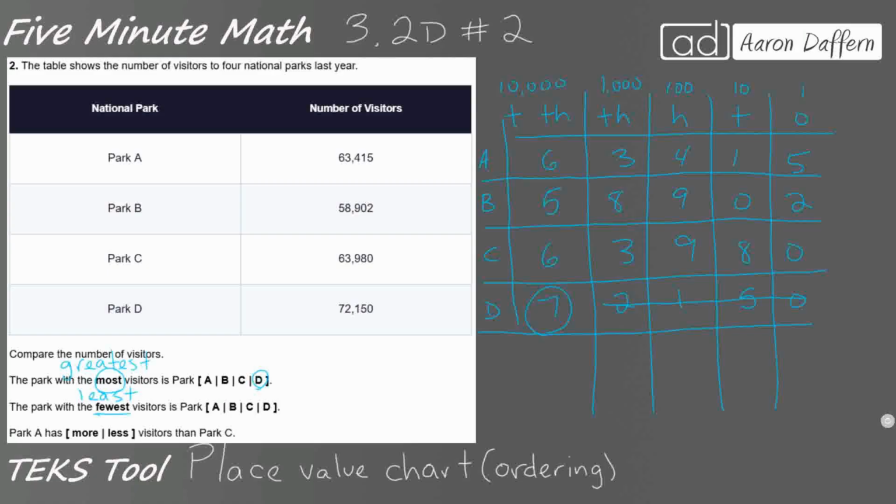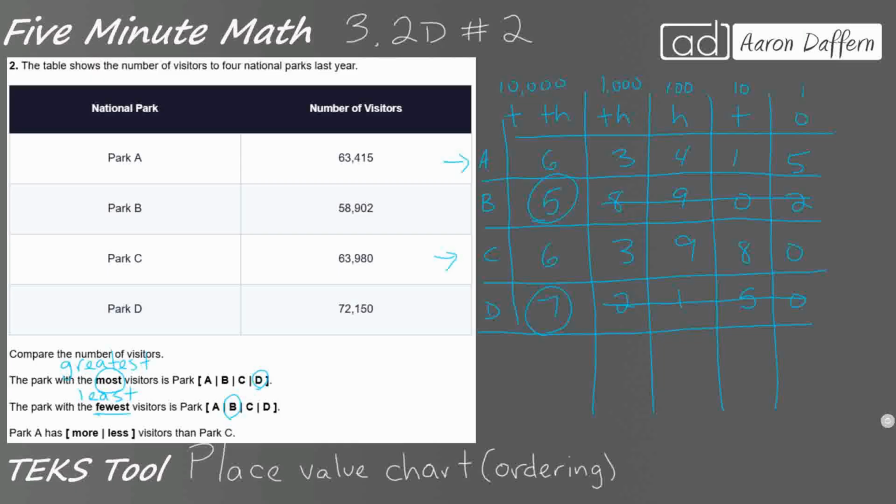Well, it's not going to be Park D because we've already decided that was the greatest. Now I'm looking at Park B. That's got the least. 5 10,000s or 50,000 is always going to be smaller than 60,000. So I don't need to look at anything else. Park B is our fewest. That's pretty easy. Now I need to compare Park A and Park C. These are the two I haven't looked at yet.